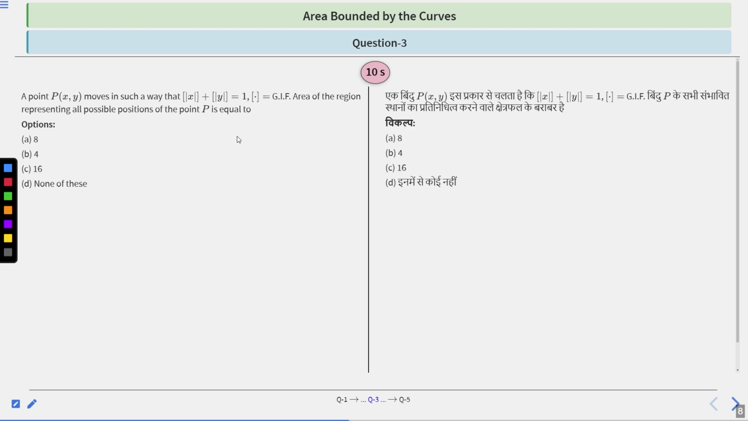Okay, so the hint for this question is that we will first see the variation of the greatest integer function of |x| plus the greatest integer function of |y| equal to 1. So first we will try to draw the graph of this curve, or try to break this curve into a piecewise function, and after that we can analyze this function. So you have 10 seconds to solve or think about this question. After 10 seconds we will discuss the solution.